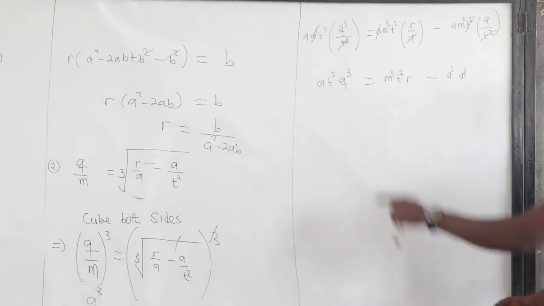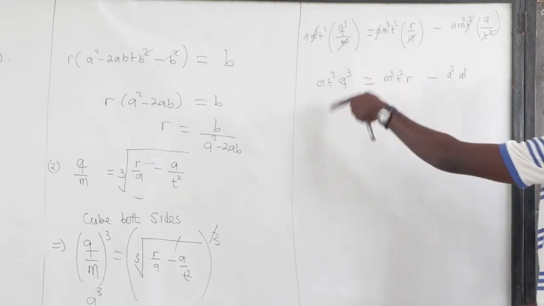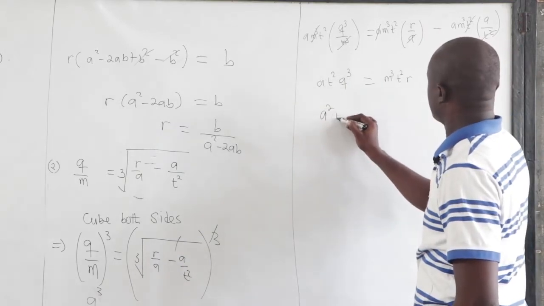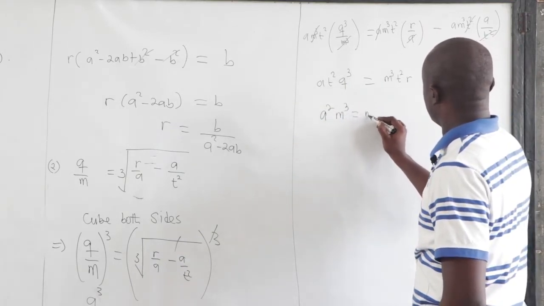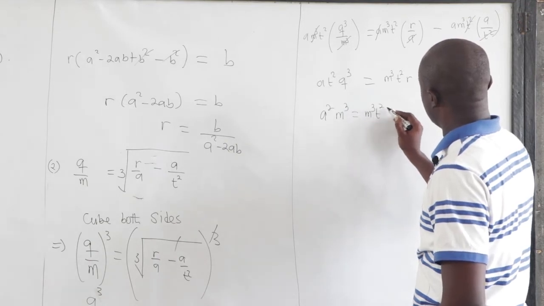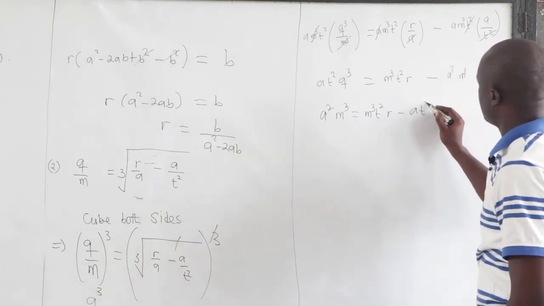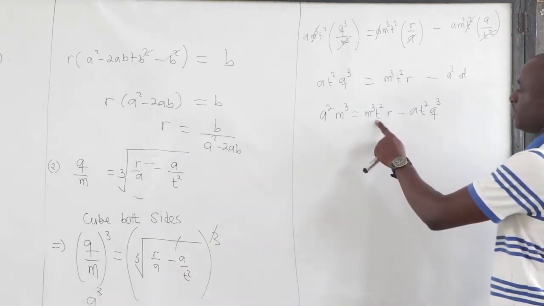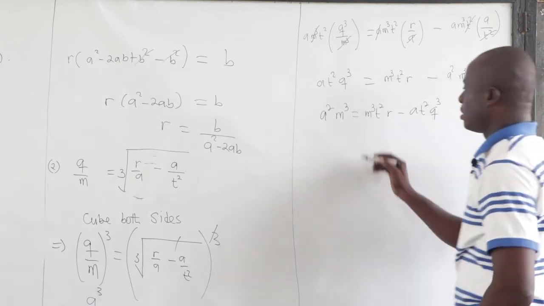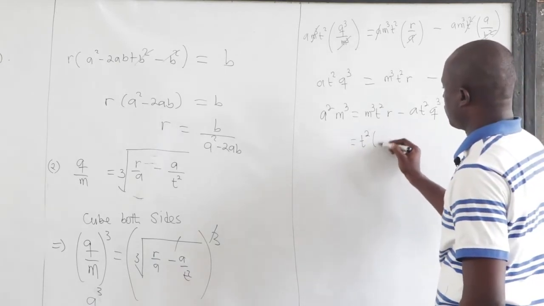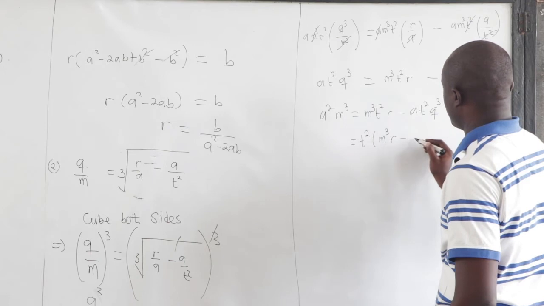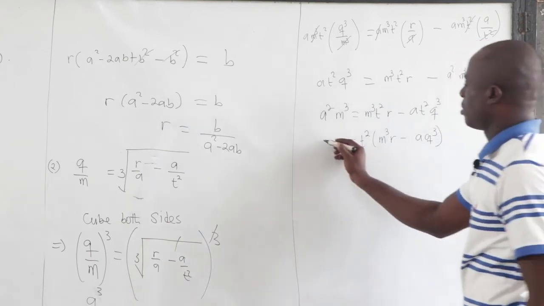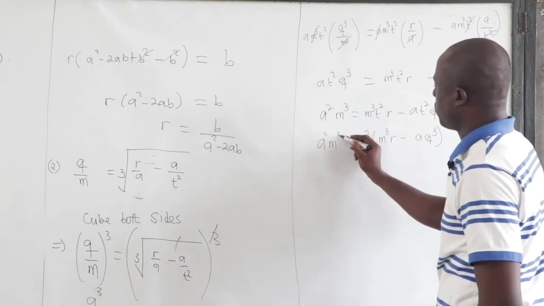I want to make T the subject. There's T here, there's T here. Let me take this to this side, then bring this to that side. Negative crossing positive. Equal to M cubed T squared R minus A T squared Q to the power 3. Now we have T squared here, T squared there. We can factorize the T squared out. What do you have? M cubed R minus A Q cubed. I have A squared M to the power 3.